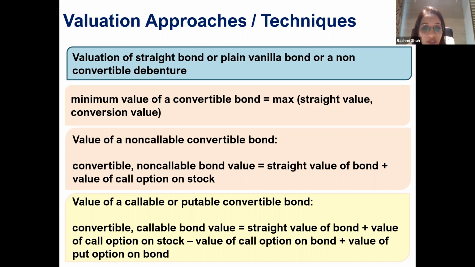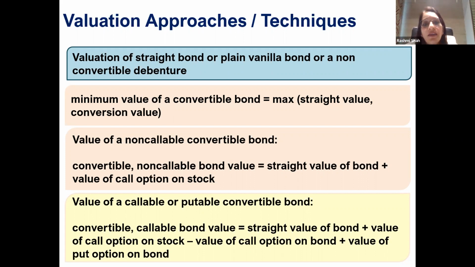Okay, so see, there's a difference. We have straight value of bond plus value of call option on stock minus value of call option on the bond and not the stock. If there is a put feature also involved, then we will add the value of put option on the bond. So that gives me a full drawn equation of a convertible bond which has both call and put options involved in it.